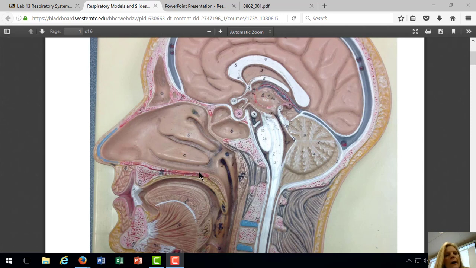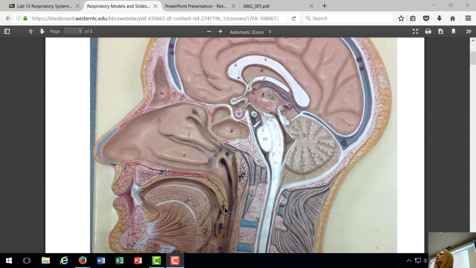So that's the hard palate, and if we follow that bony piece back, it ends in the soft palate. If you reach back with your tongue, you can feel in the back of your throat where it gets kind of squishy. That's the soft palate. And then the soft palate ends with a flap of tissue right at the end here, and this is called the uvula.